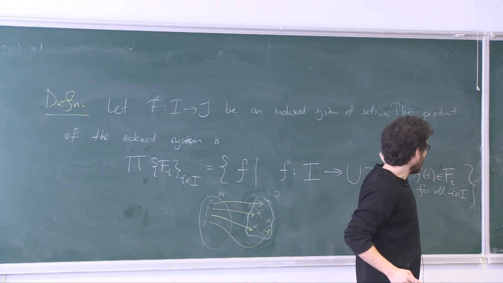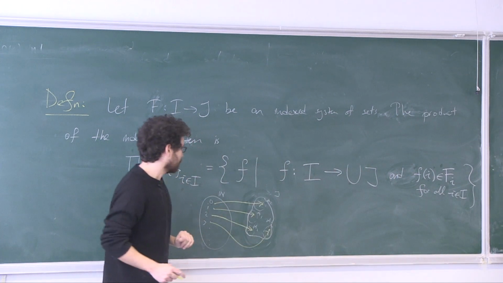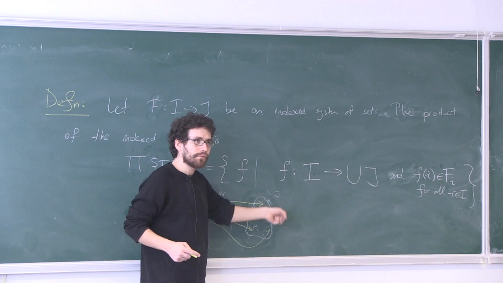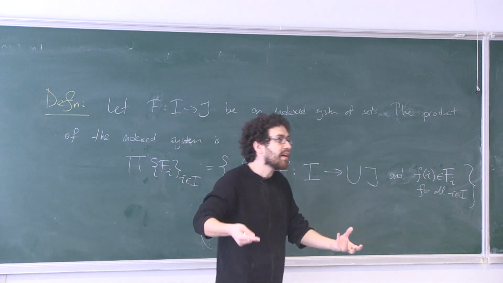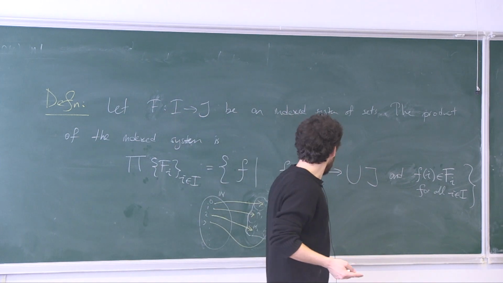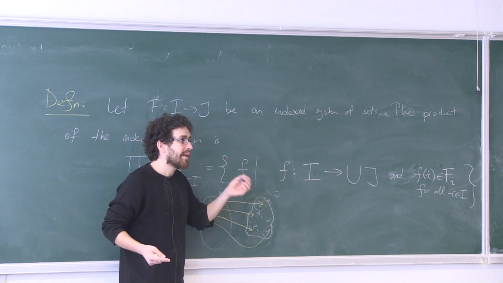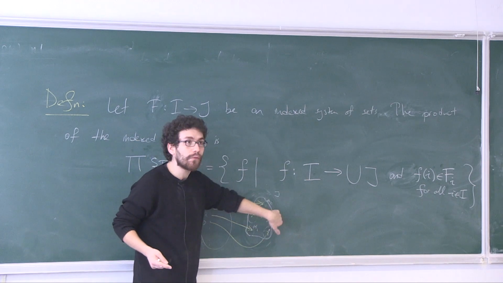Now, how does this help? Take any such function. I want to take the product of all these sets. I want to define the product, and here's the definition. An element of the product is such a function. An element of the product is simply a function which chooses one element from each of these sets.